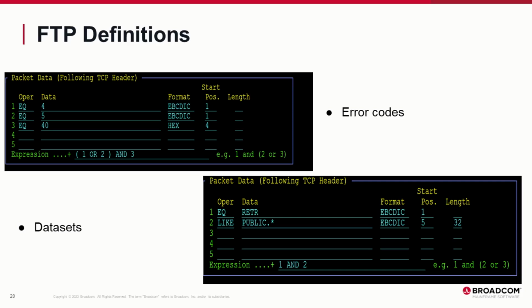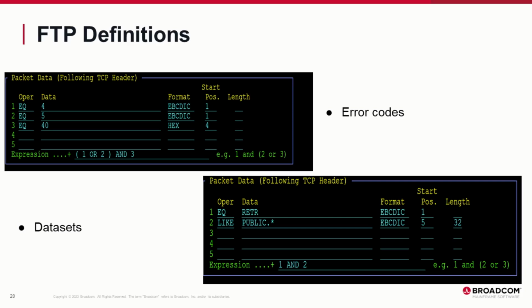And in this expression statement we have here, we can see either 1 or 2 and 3, right? What that's basically saying is if the first expression matches any packet data, or the second expression matches any packet data, and the third expression matches our packet data, then we'll immediately start capturing those packets.